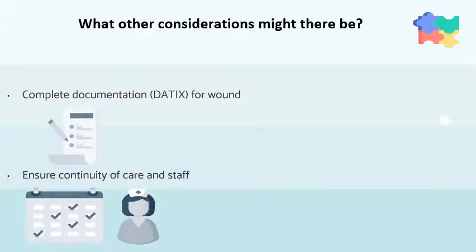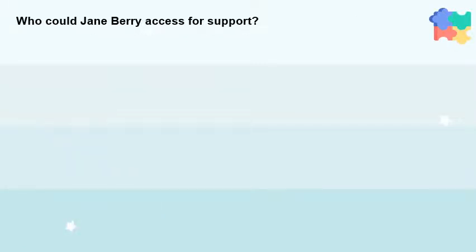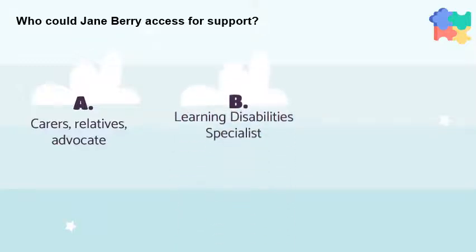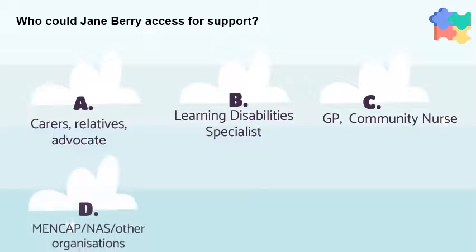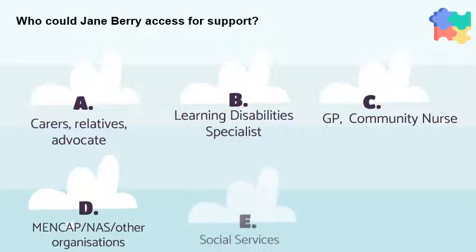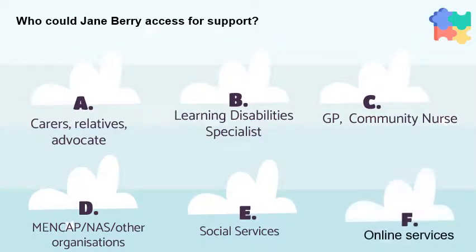Now, who could Jane Berry access for support? She has the support of her carers, relatives, or any advocates, so that if she is not able to, they can help her access the learning disability specialist, the GP, community nurse, organizations like Mencap, the National Autistic Society, or any other charities, social services, and any online services that are available.